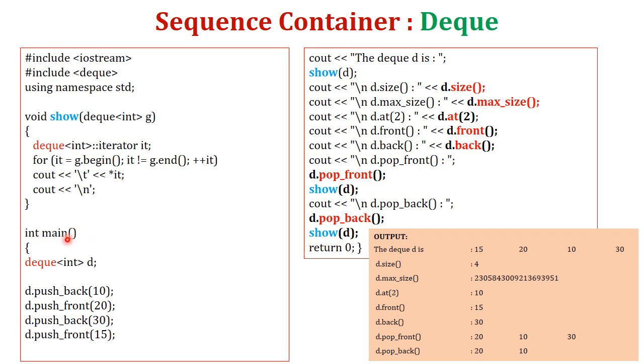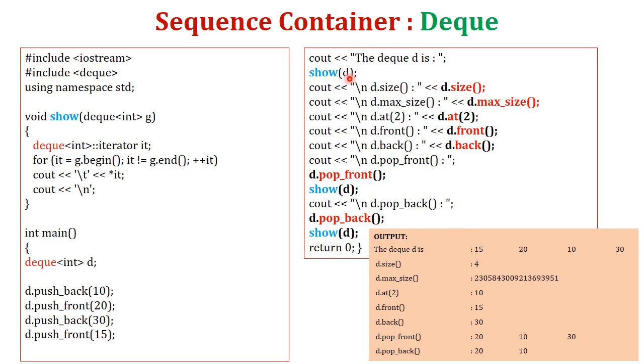So here in the main program, the object is created from the deque. Now we are going to push values into the deque. There are two ways we can push: on the front side you can insert a value, and on the back side you can also insert a value. Now push_back 10. So now the 10 is inserted. And next one is push_front 20. So the 20 is inserted at the front. Then 30 is inserted on the back side. And then 15 is inserted on the front side.